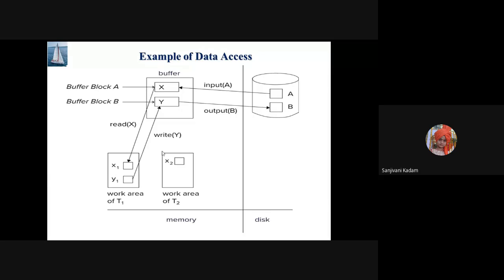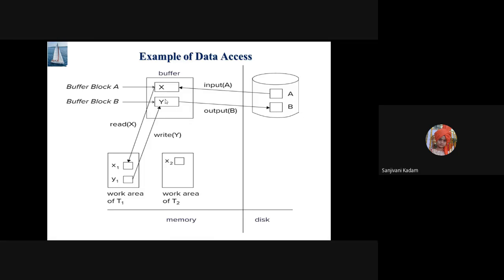Whatever the data item A is, it means X we have copied, and a local copy will be assigned to T1. So for input A, this background operation will be given as read X, and write Y will be given as output B. So now this will perform the modifications, again write to the buffer, and from the buffer those will be written to the disk.